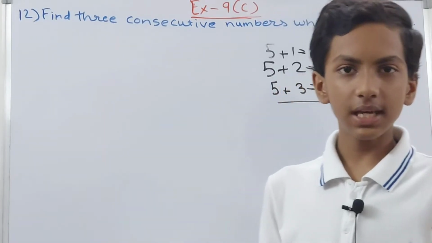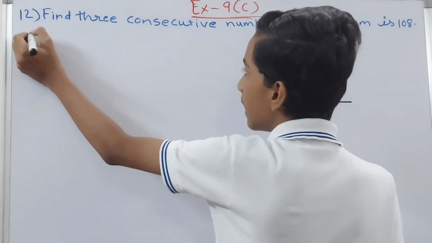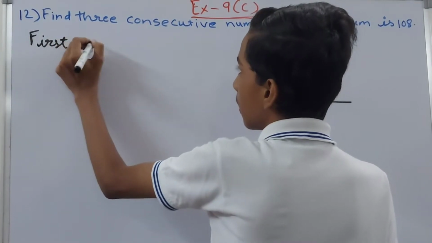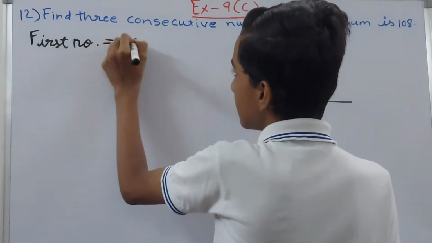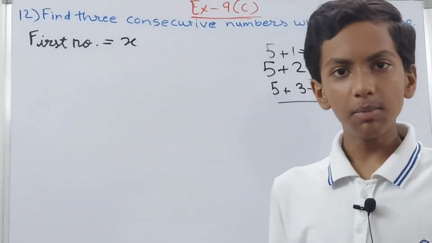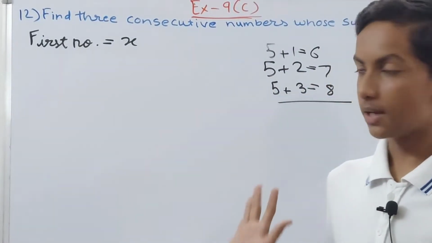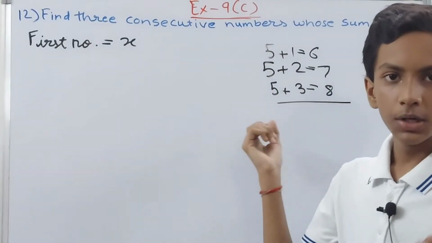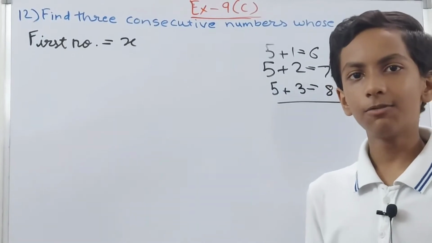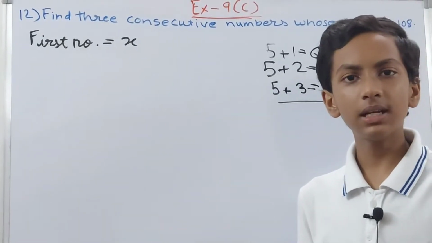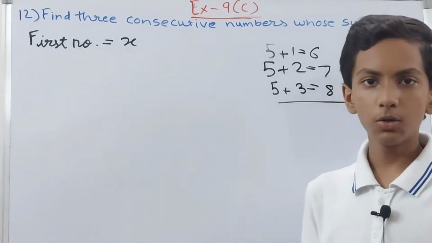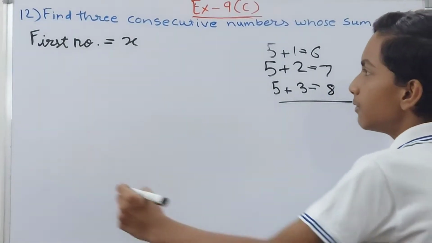So the first number, let's assume this as x. If our number is 5, like in the example I showed you, to make a consecutive number out of that we add 1. If we have to make 2, then we add 1 and then 2. And if we have to make 3 consecutive numbers, then we add 1, 2 and 3, and so on. Same thing we'll do here as well.